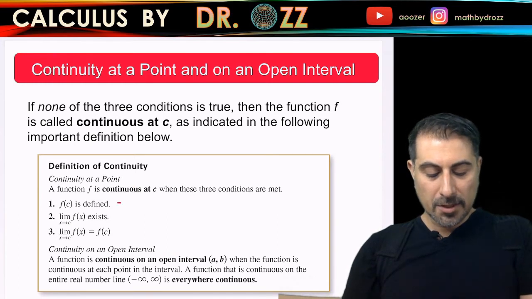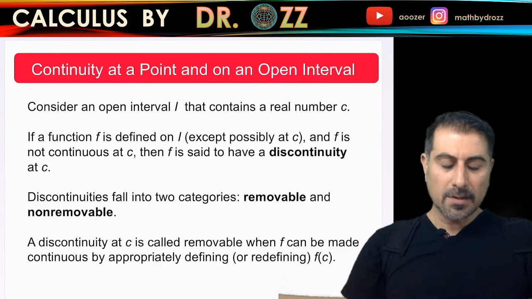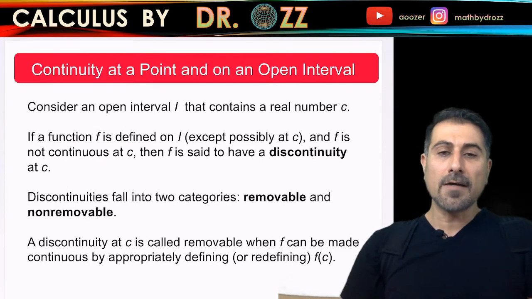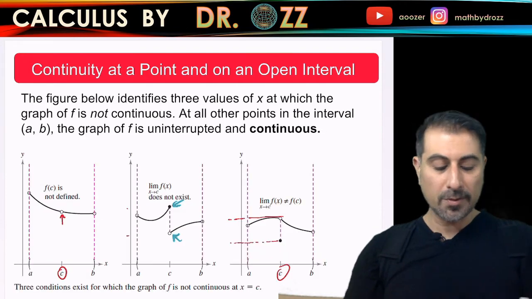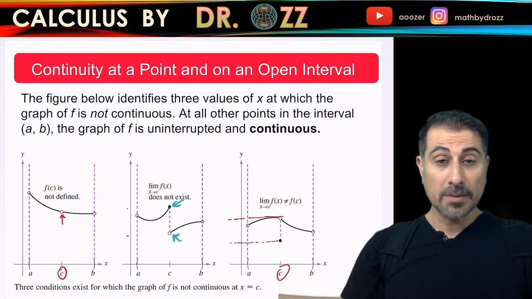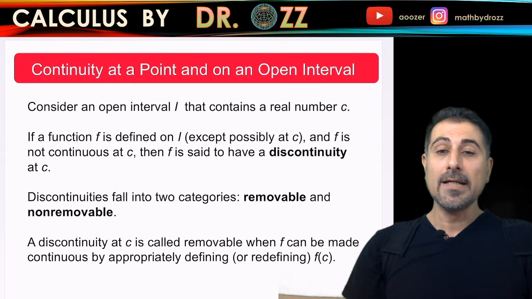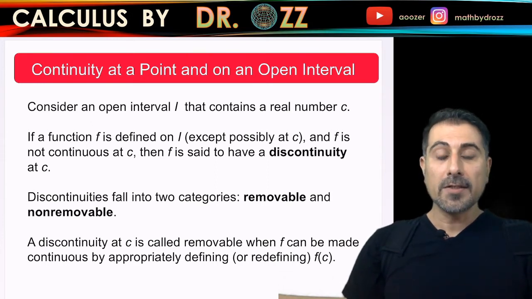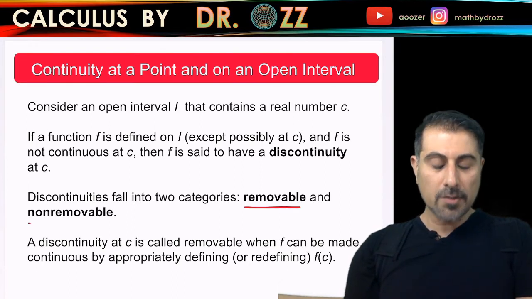Take these three conditions as the conditions of continuity, and we're going to refer back to that. So once the function fails to be continuous at a point, that means the function has a discontinuity at that point. And in fact, for all three cases, the functions are discontinuous at c. So the good news is that we can classify these discontinuities. We can classify them as removable or non-removable.